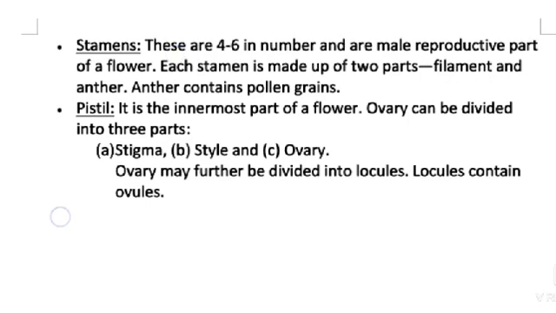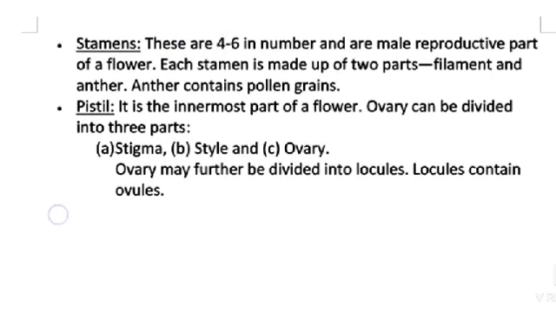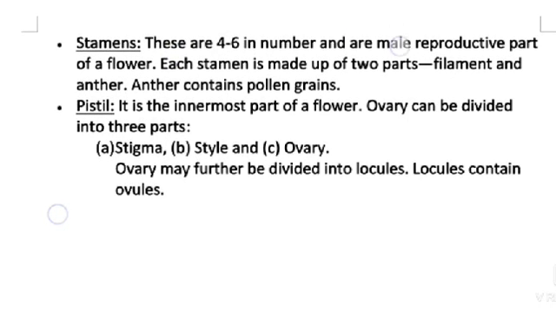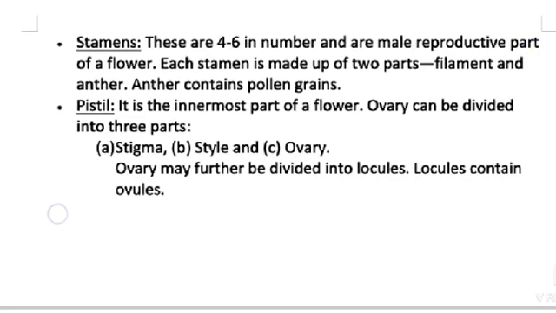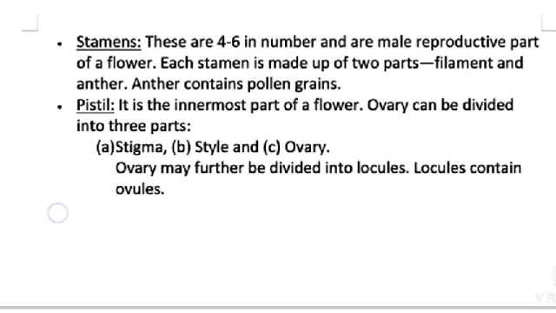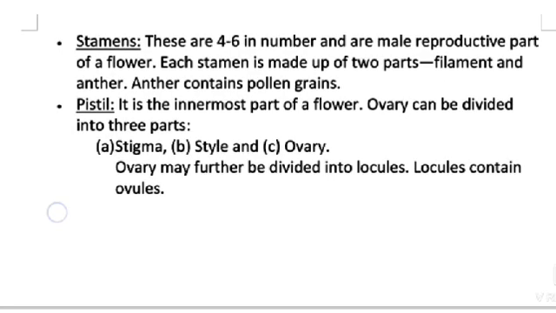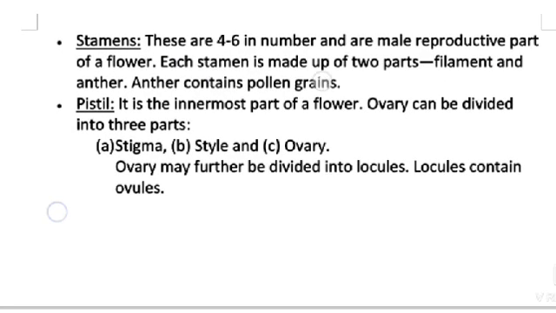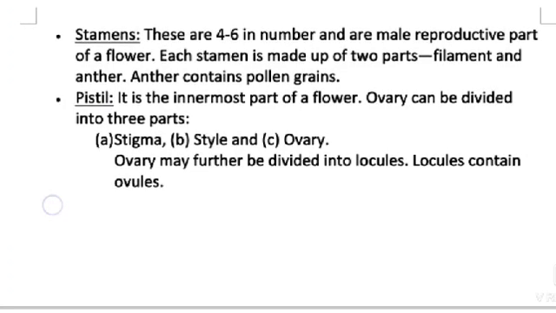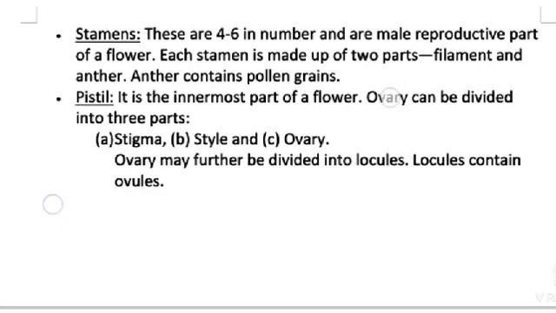Stamens, these are 4 to 6 in number and are the male reproductive part of a flower. Each stamen is made up of two parts, the filament and the anther. Anther contains pollen grains.